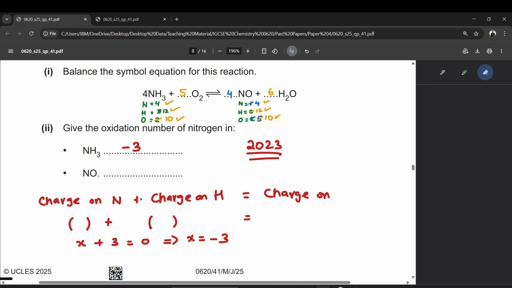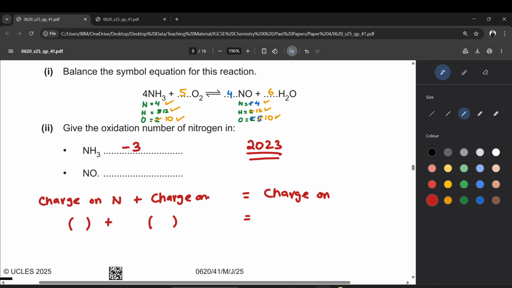Let's just change this. So nitrogen is the same, but now we have oxygen. Okay, so the charge on nitrogen, the charge on oxygen, and the charge on NO. Again, NO, nitrogen monoxide, is a molecule. You can clearly see there is no charge over here, right?